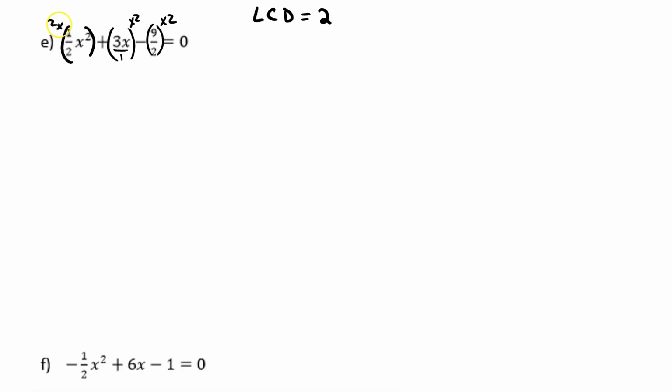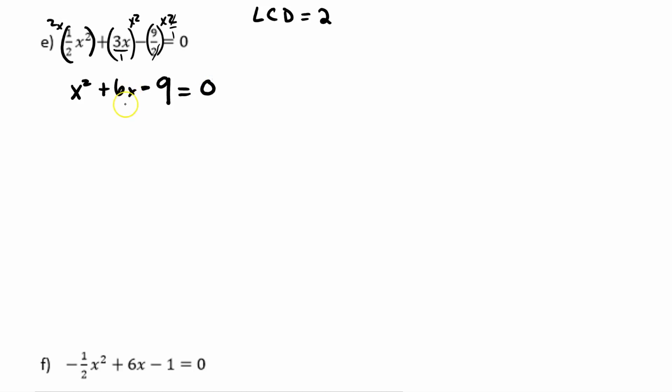So 2 times 1/2 is 1. So that becomes x squared. 3 times 2 is 6, times x is 6x. 9 halves times 2, you can think of it as these two things canceling, like the worksheet that I offered you. So this is going to be minus 9 equals 0.